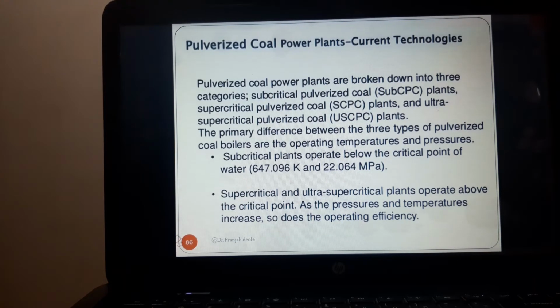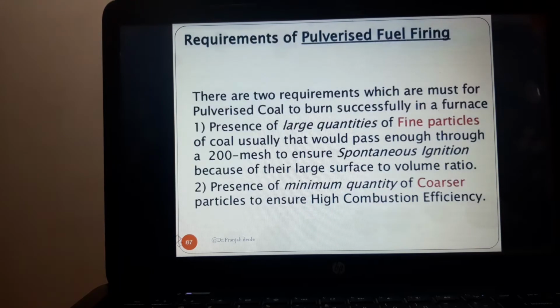Subcritical plants operate below the critical point of water, that is 647.096 Kelvin and 22.064 megapascal. Supercritical and ultra supercritical plants operate above the critical point. As the pressures and temperatures increase, so does the operating efficiency.